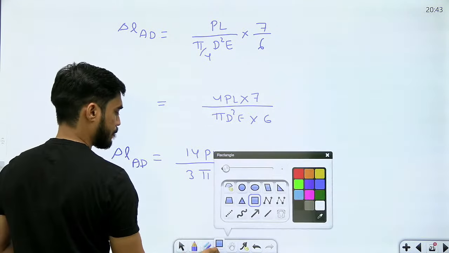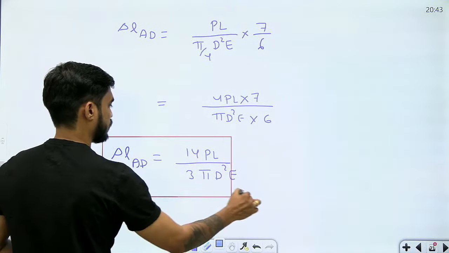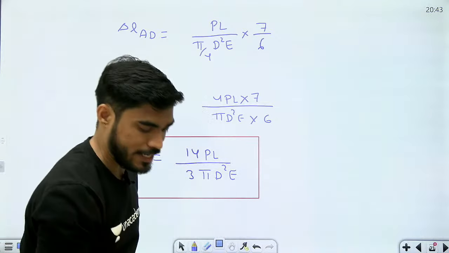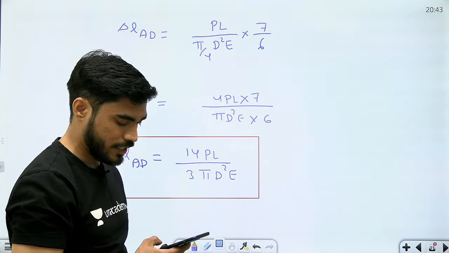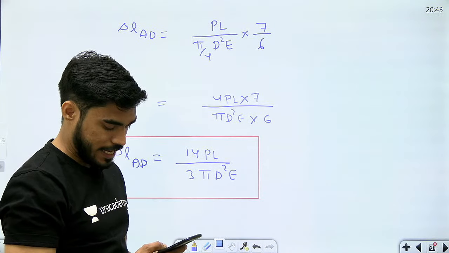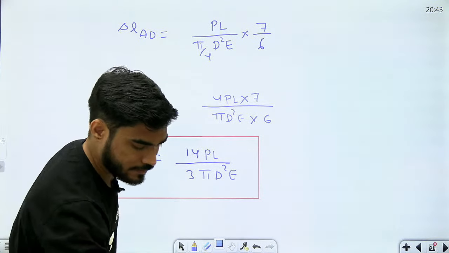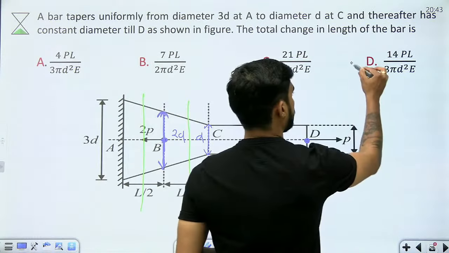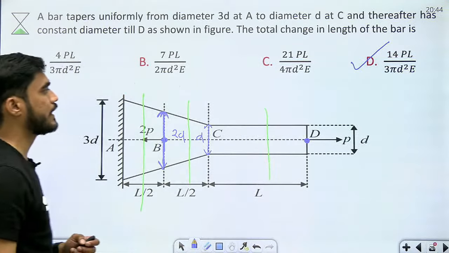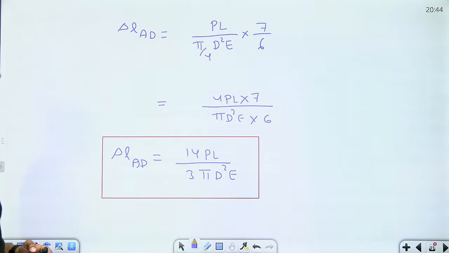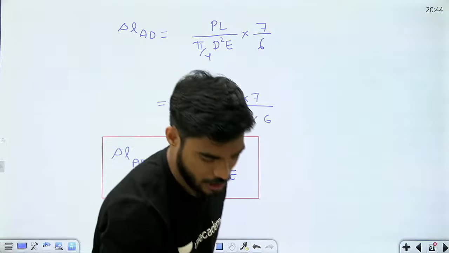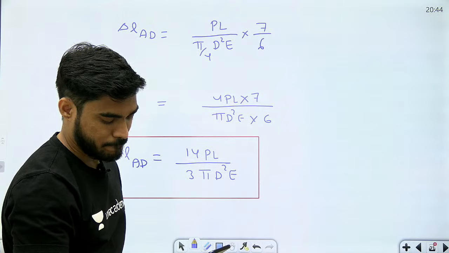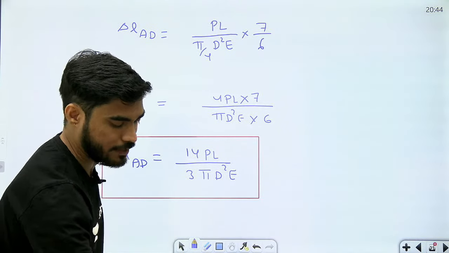कितना आ रहा है? Are you getting this? 14PL by 3 pi D square into E. 14 by 3 आ रहा है. Yes, very good. So answer is D, 14PL by 3 pi D square E. चलो बहुत बढ़िया. यस वासुदेव, यस 14 by 3. यस सबका आ रहा है 14 by 3.